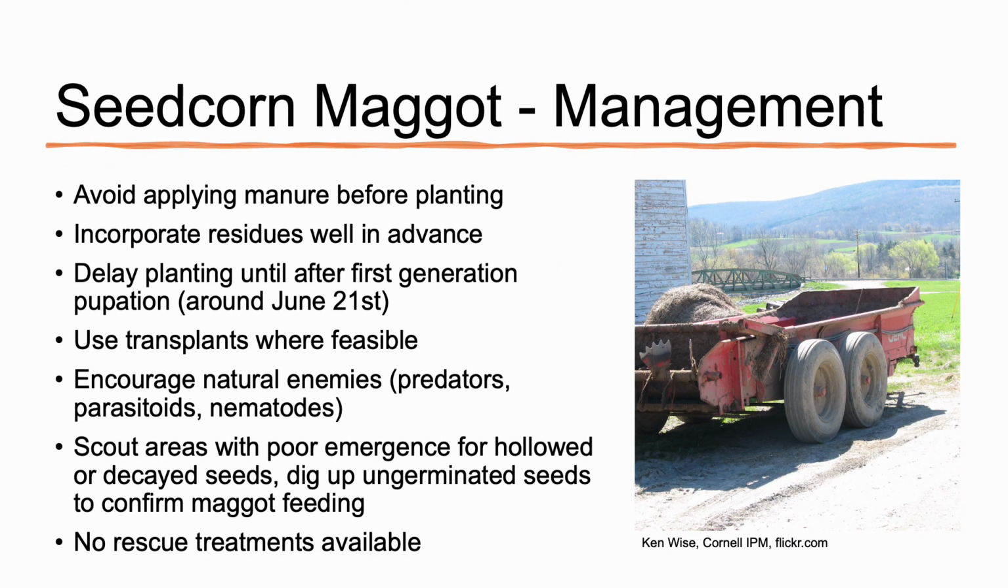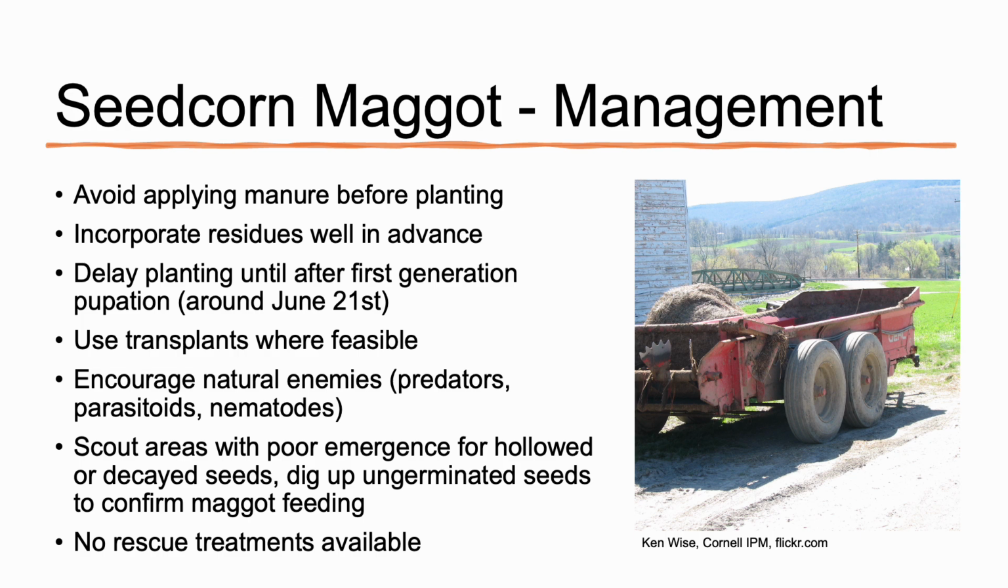Because there are no rescue options, prevention is the most important management tool. Avoid applying manure, like with a manure spreader as pictured on screen now, or incorporating fresh residues right before planting, and instead work them into the soil well in advance. Delay planting until after the first generation pupates, around June 21st, can greatly reduce risk. Using transplants instead of direct seeding can also help avoid damage.